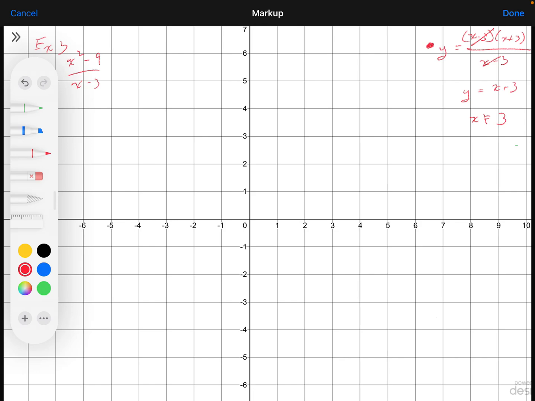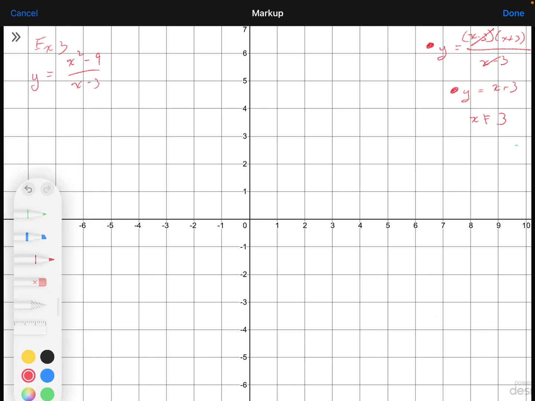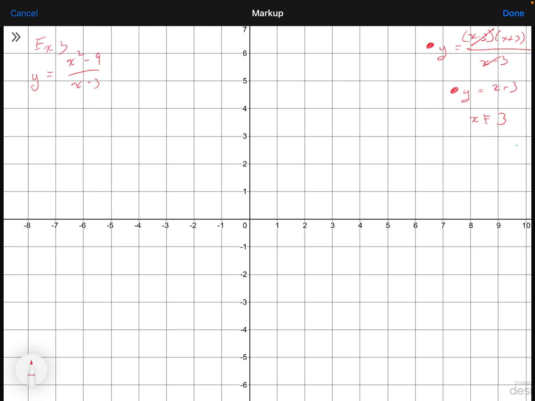So this first function represents the function that we're trying to graph. However, we can think of it in this way. However, we have to keep all of our original restrictions. Now, if I look at this function here, y is equal to x plus 3, but x cannot be equal to 3. Fair enough.